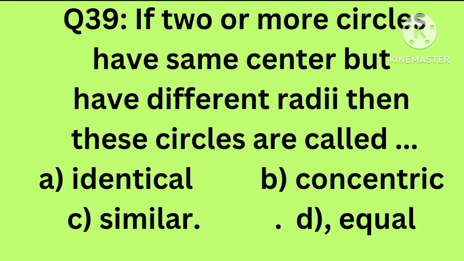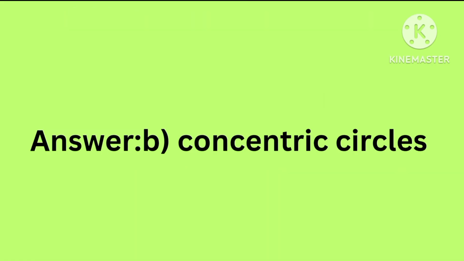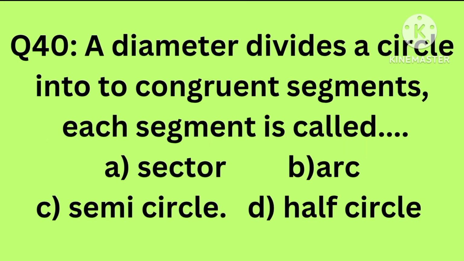Question number 39. If two or more circles have the same center but have different radii, then these circles are called identical, concentric, similar, equal. By the definition of concentric circles, any two or more circles which have the same center but different radii are called concentric circles.